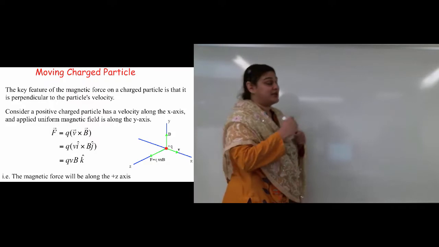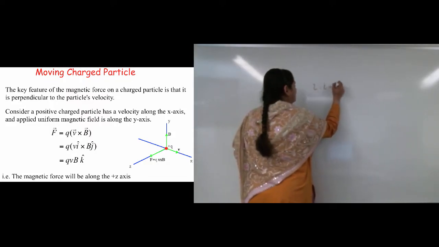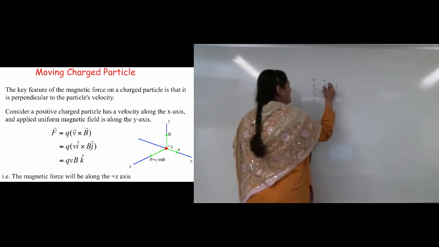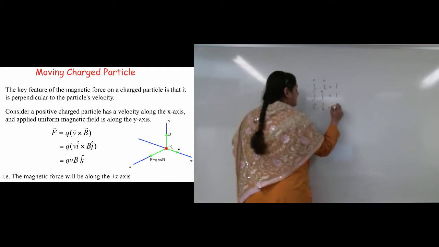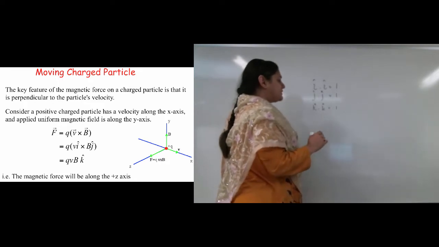Here's the thing I want you guys to remember. So i dot i will be 1, j dot j in terms of unit vectors will be 1, k dot k will be 1, right? And any other combinations will all be 0.